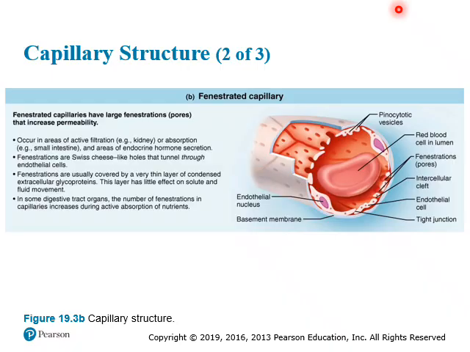Their endothelial cells contain something that looks like Swiss cheese-like pores, and we call them fenestrations. These allow for increased permeability through the capillary. Fenestrations are usually covered with a thin glycoprotein diaphragm.